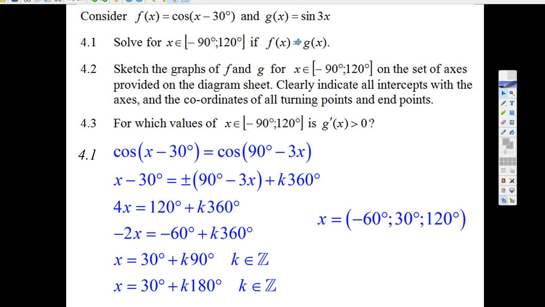Well, we just need to find the general solution of this equals this. But instead of the sine of 3x, we know it equals the cosine of 90 minus 3x. Well, there you go. The only way this could be true is if x minus 30 equaled this 90 minus 3x. But with cosine, we have two answers that give us the same answer, the positive and the negative. Well, let's take a look at the positive first.